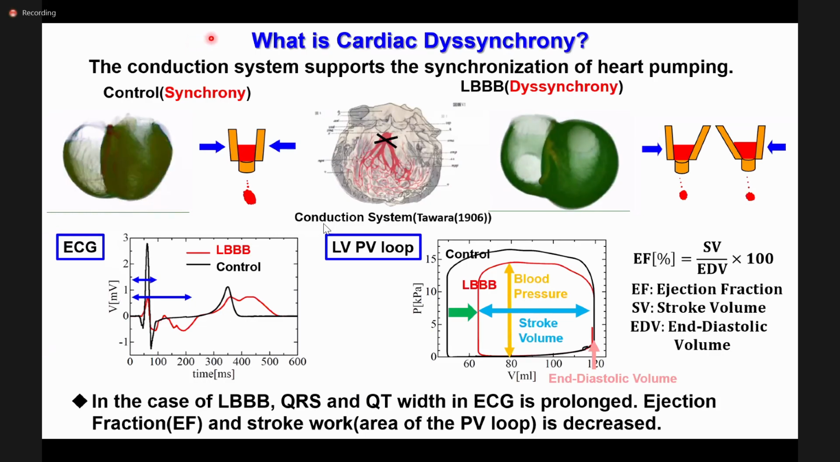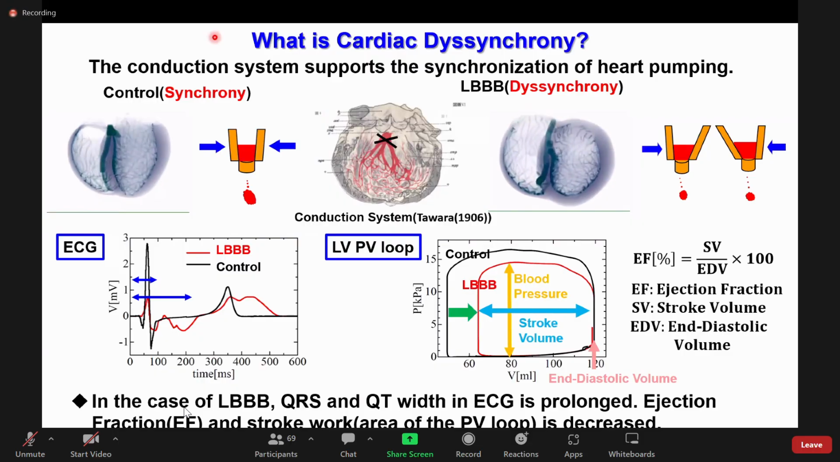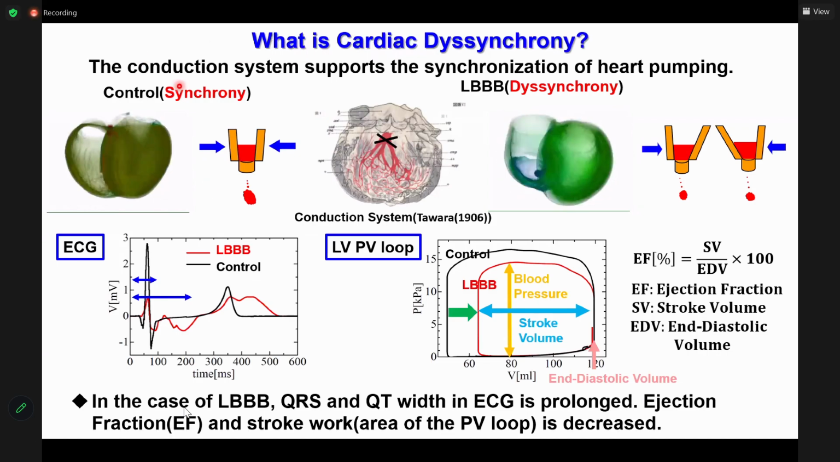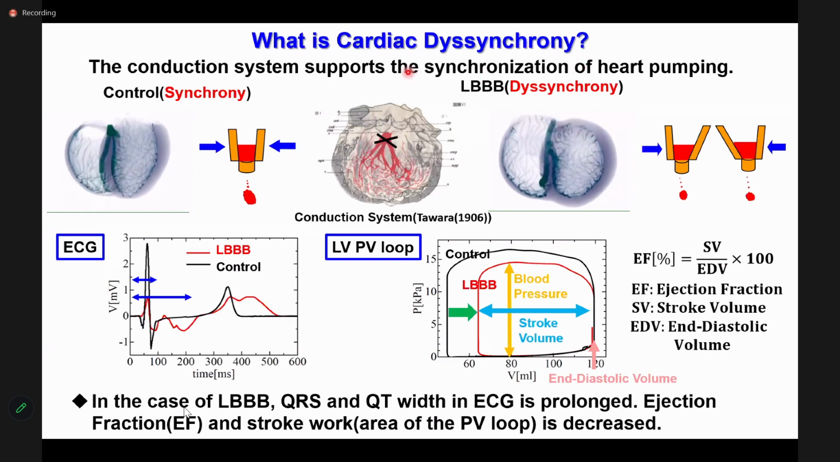The heart pumps blood by synchronized muscle contraction. On the other hand, in the case of left bundle branch block, the conduction system is blocked around here, and dysynchrony is generated in the pumping. In the case of left bundle branch block, QRS and QT width in the ECG is prolonged. Ejection fraction and stroke work are decreased, as shown in the figures.